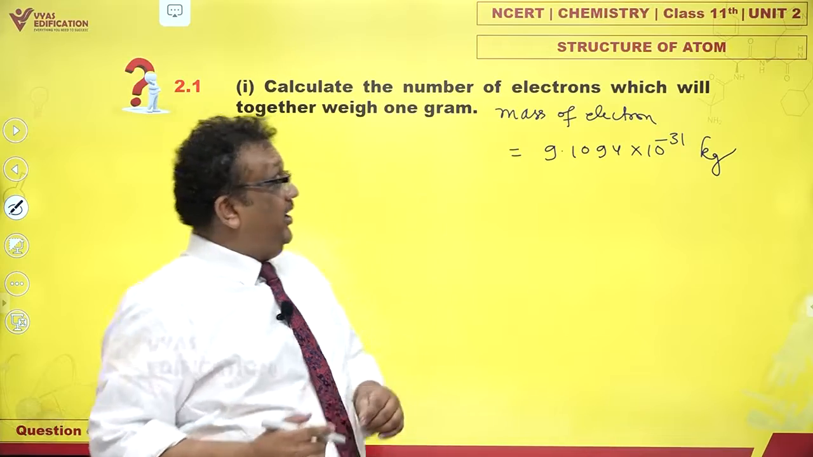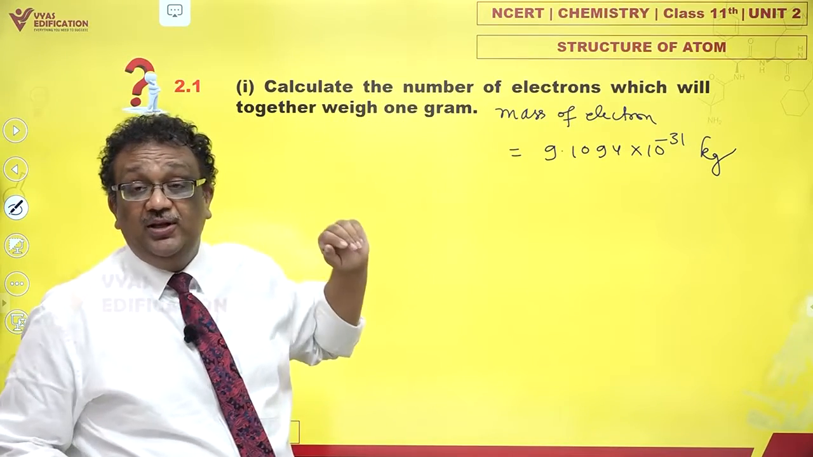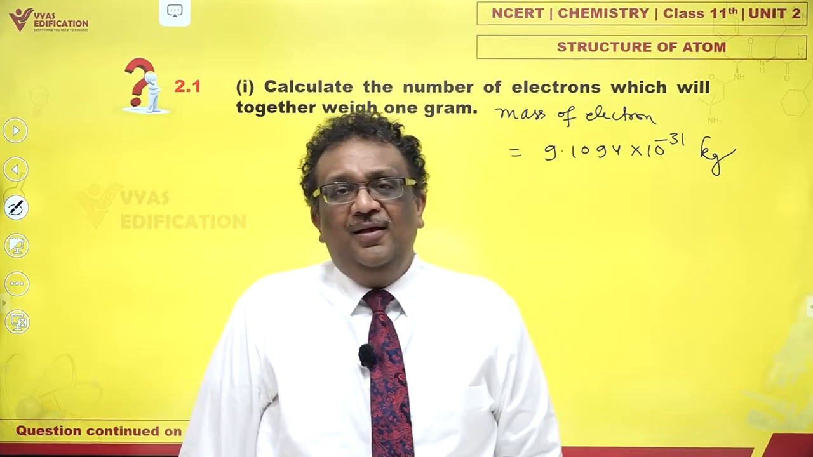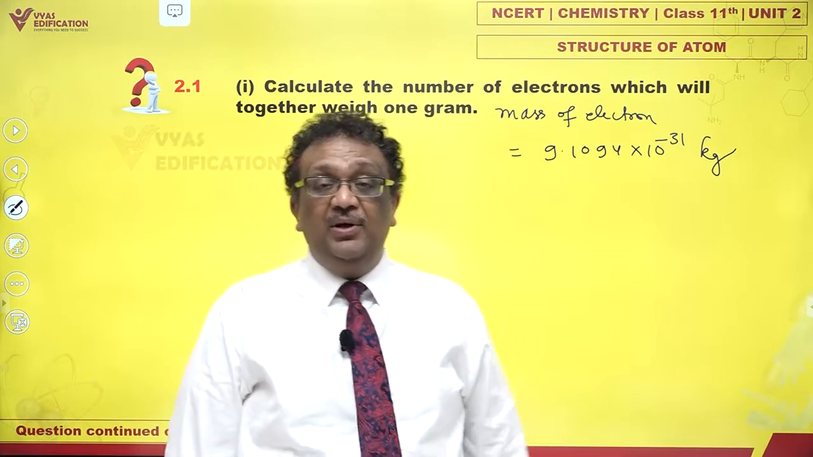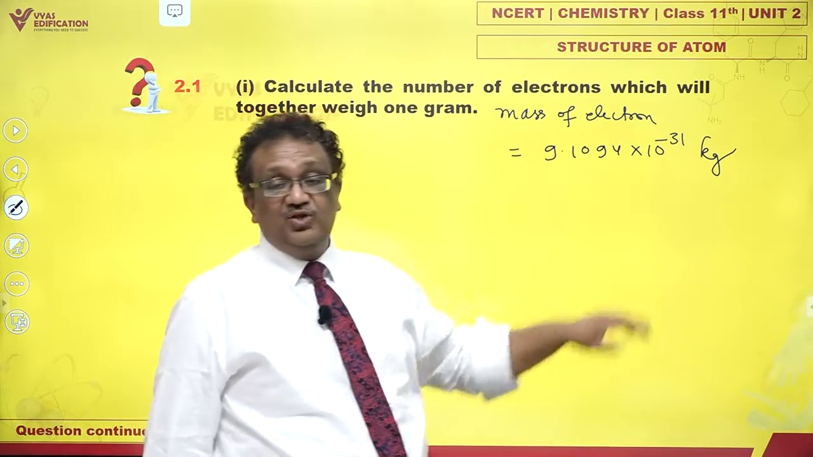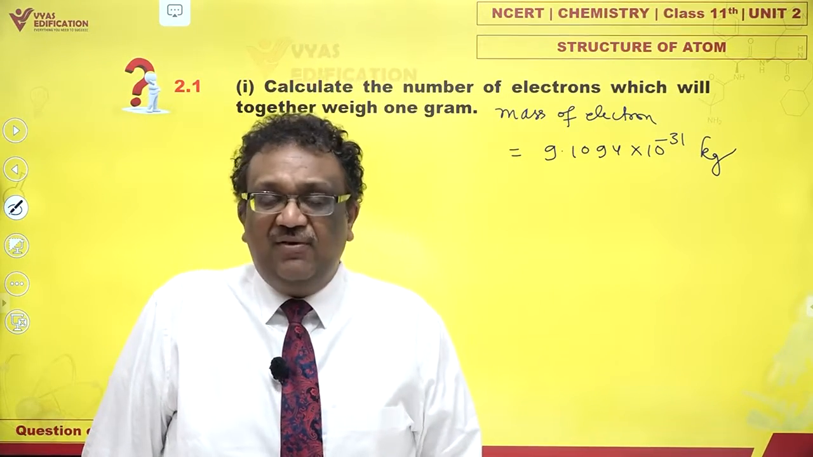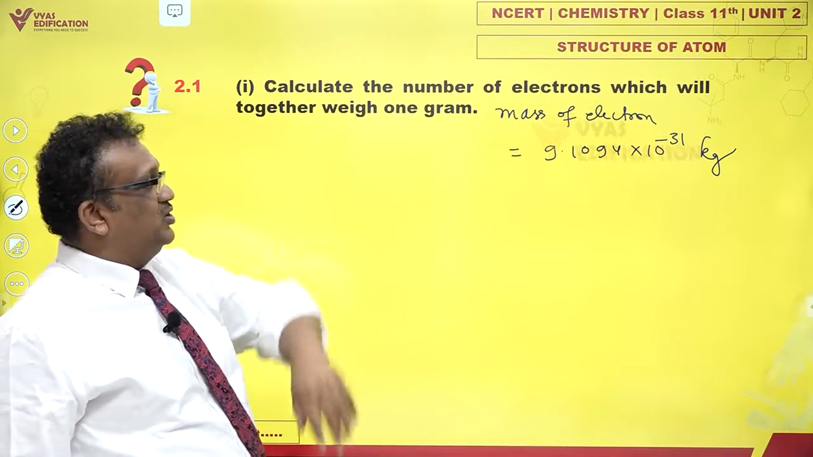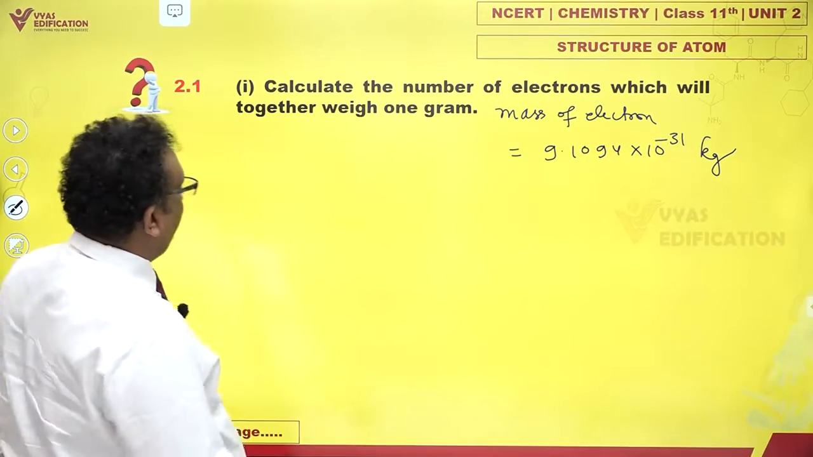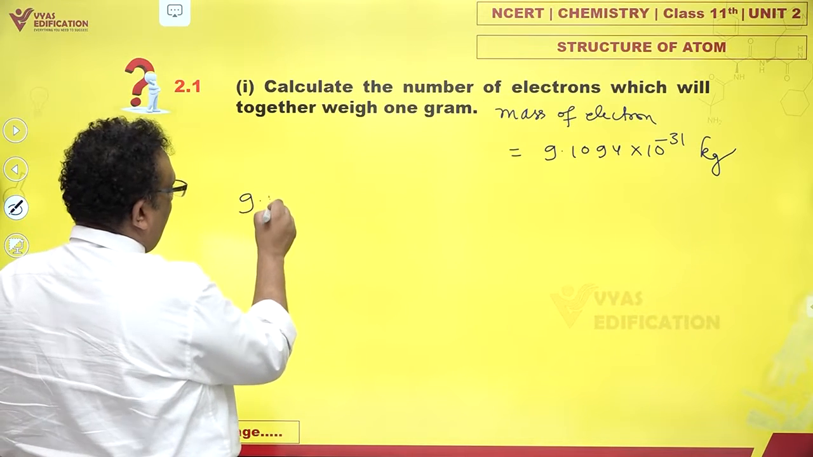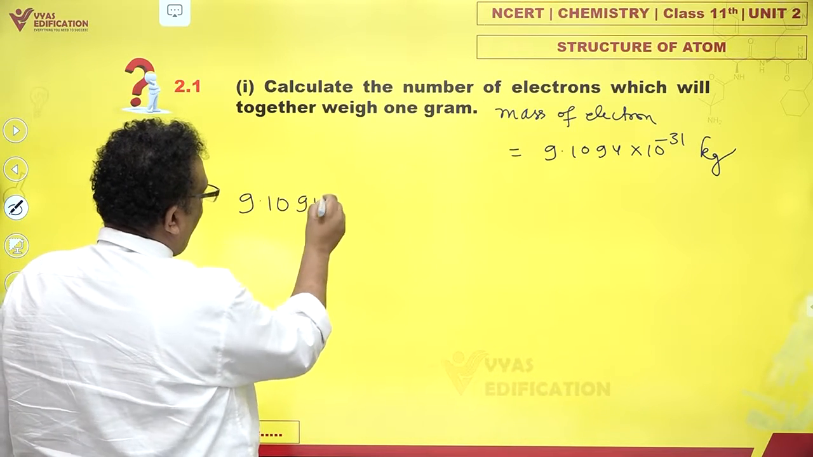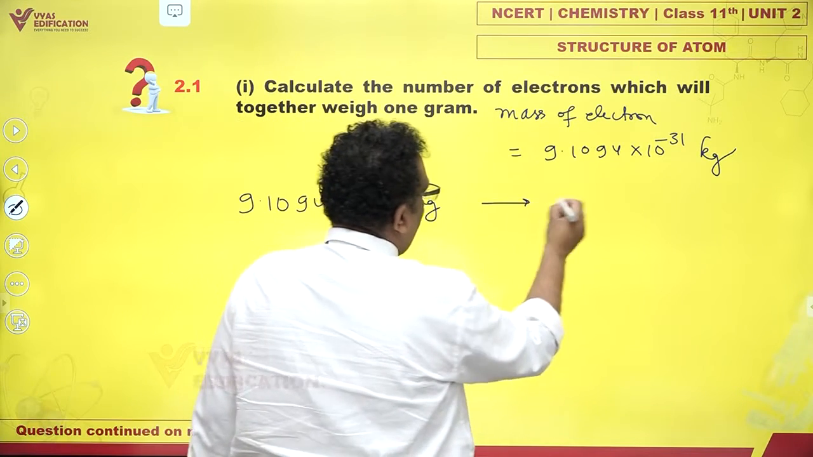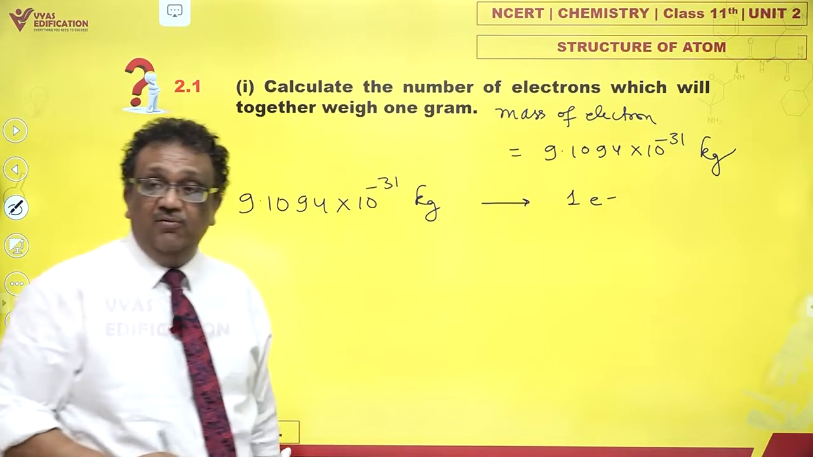Let's begin. Calculate the number of electrons which will together weigh 1 gram. Now, in this question, please remember that it is assumed that you are aware of the mass of an electron. It is otherwise regarded as standard data and you are just supposed to take it. So what would I say? I would say that 9.1094 into 10 raised to minus 31 kilogram is the mass of one electron, right?